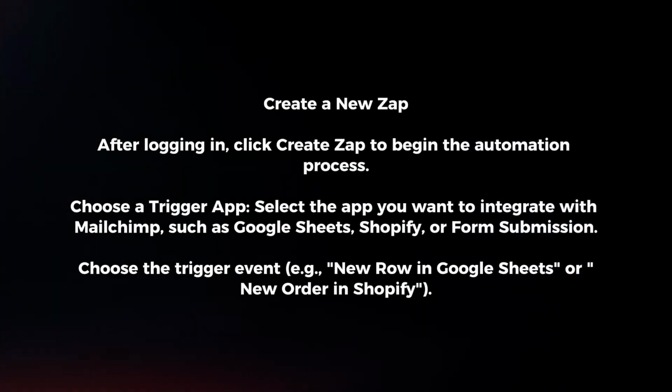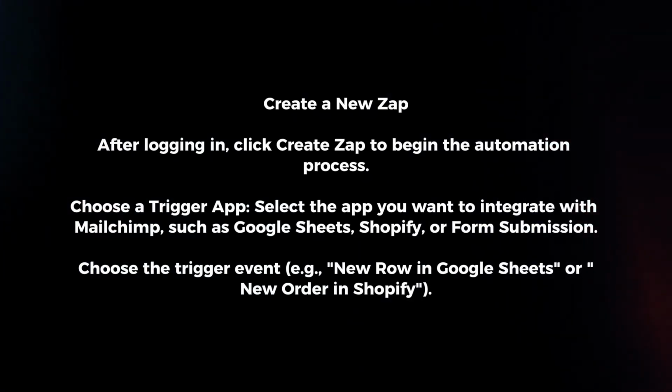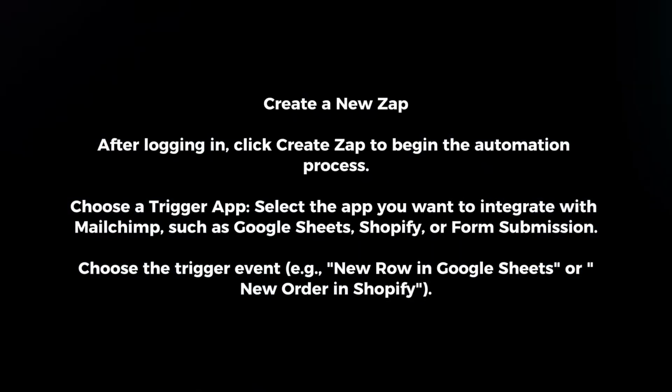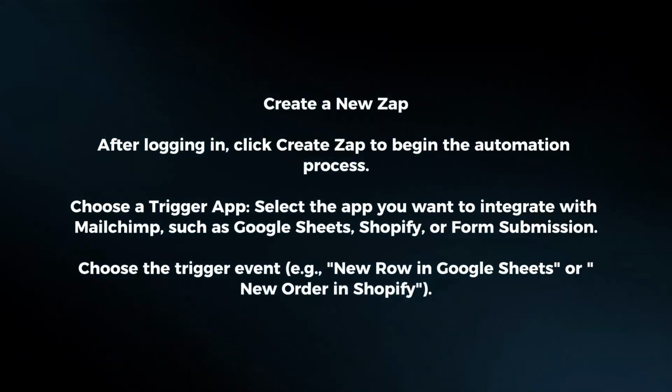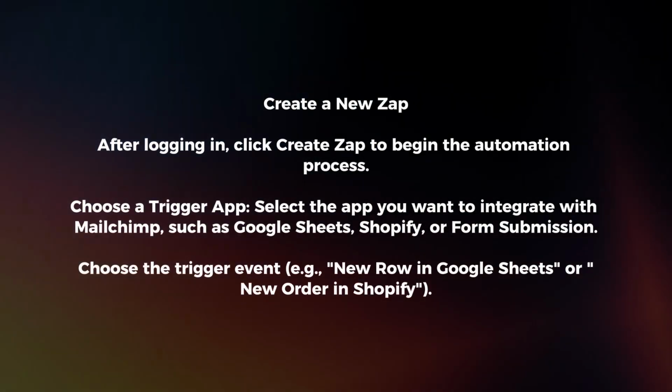Create a new Zap. After logging in, click Create Zap to begin the automation process. Choose a trigger app. Select the app you want to integrate with Mailchimp, such as Google Sheets, Shopify, or Form Submission. Choose a trigger event.